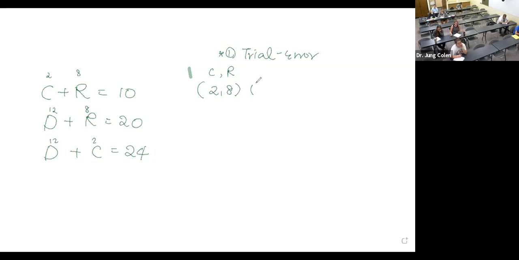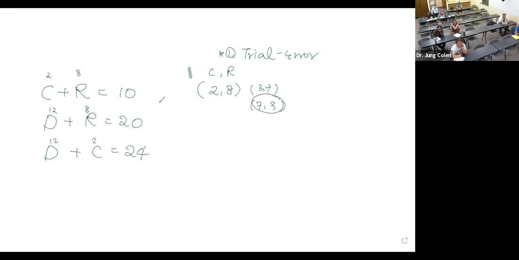I did 3 and 7, but I made the rabbit 3 and the cat 7. Oh, hold on. Cat 7? Yeah. So this didn't work, so you did it 7 and 3. Yeah. Okay. And what happened? That one worked.